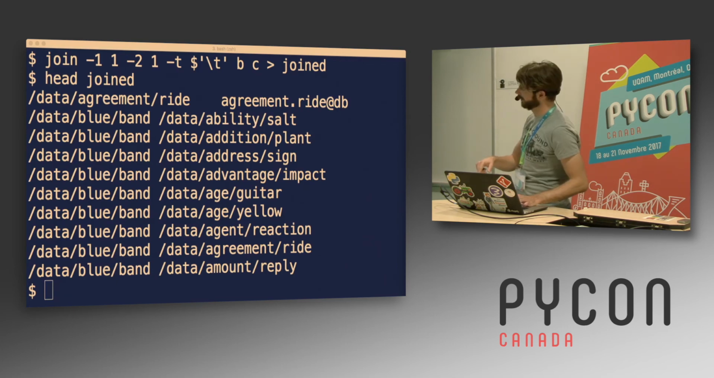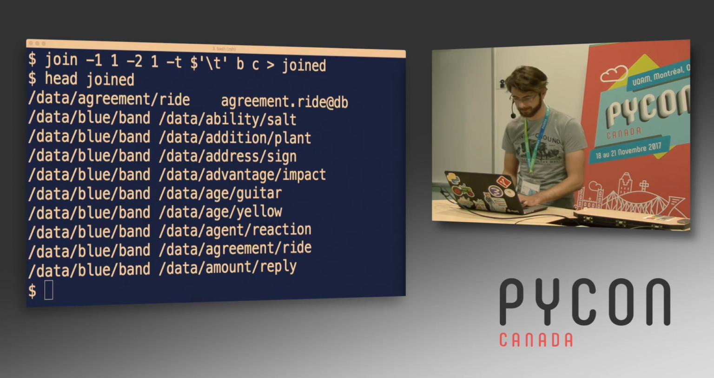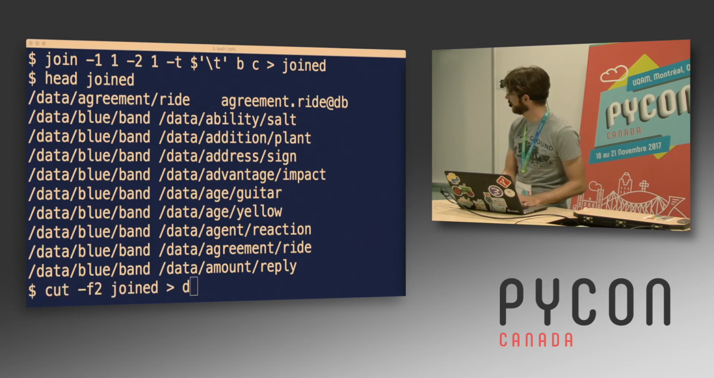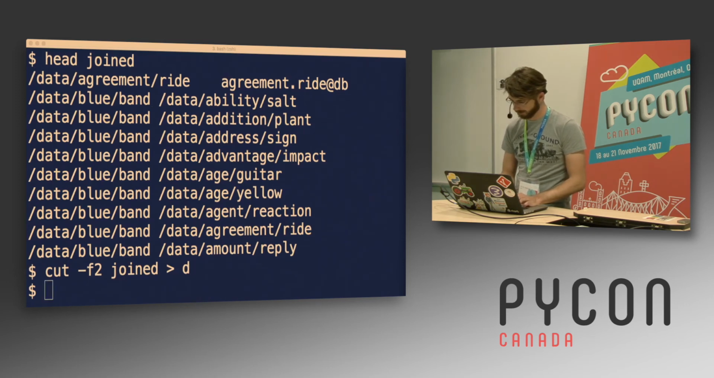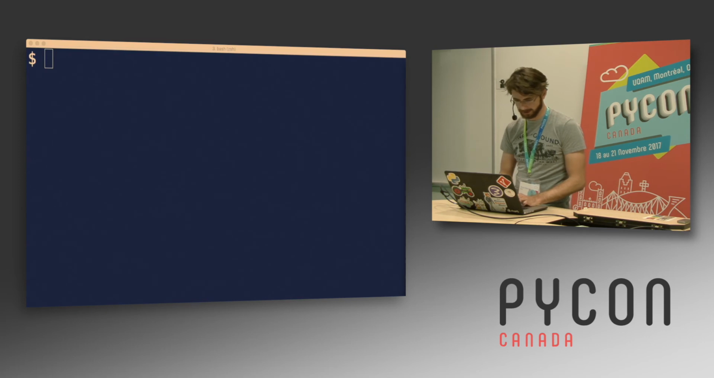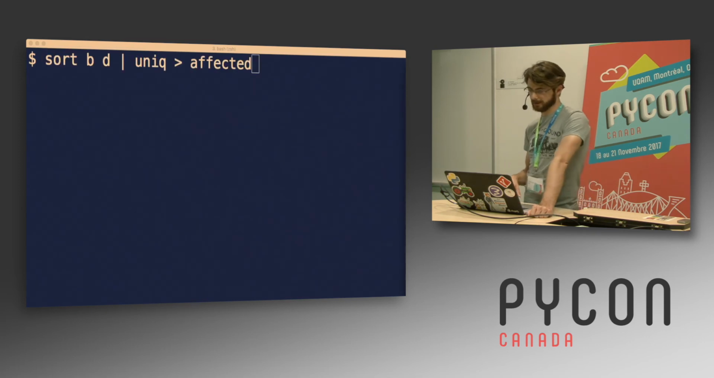Because bad is only in the left column. We haven't added the bad data sets to the right column. So let's take our joined output. Let's just take the second column. That's everything that's affected. We'll put that into a file called D. And then we'll take that file called D, and load it and the bad data sets, and sort them. So sort will actually load those two, concatenate them together and sort them, pipe it to the unique program to filter out duplicates, and we'll call that affected.